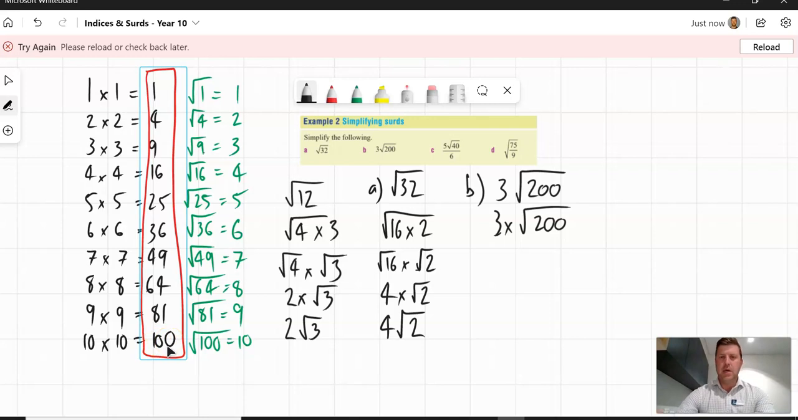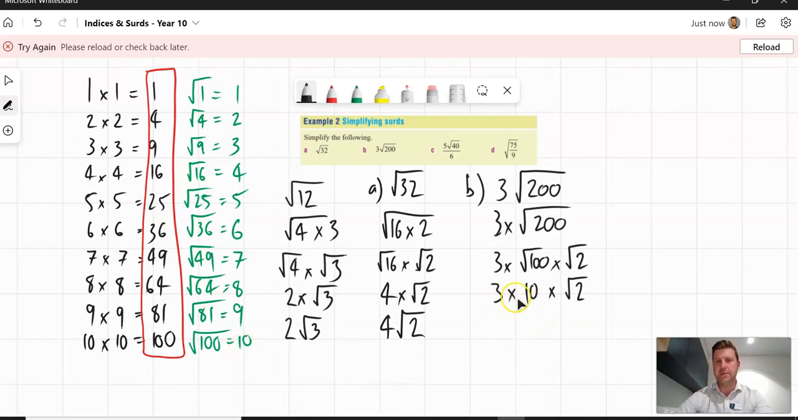Okay, so this could also be written as 3 times the square root of 100 times the square root of 2, because square root of 100 times square root of 2 is the square root of 200, so those are the factors I'm going to be using. Then we know that the square root of 100 can also be written as 10, so this becomes 3 times 10 times square root of 2. Now, 3 times 10 is 30, and the root 2 stays the same, so get rid of that multiplication sign, it's 30 root 2.